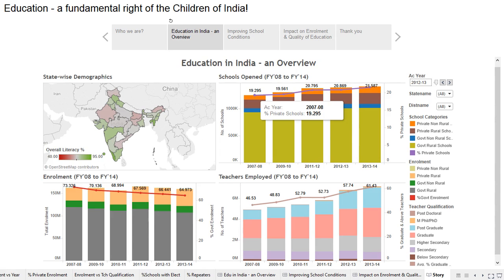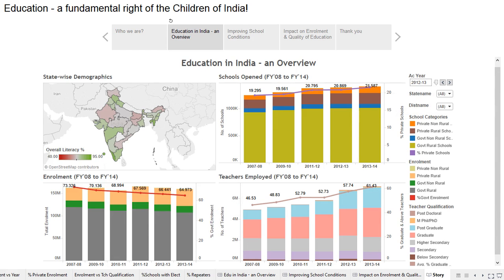If you take a look at the first cursor, you find that in 2007 and 8, 19.29% of the schools were private schools. This has significantly increased to about 21.58% in 13-14, which basically means that the education system in India is growing and we have equal contribution from not only the government schools as well as from private schools.